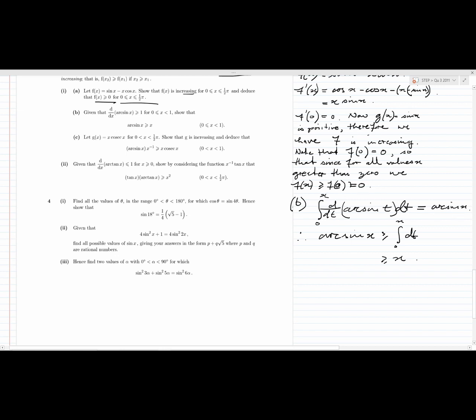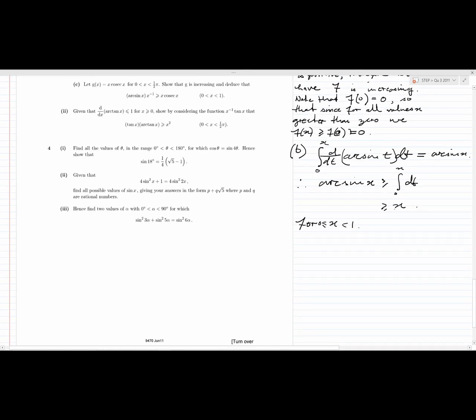And since x is in this range, make sure we write this, x greater or equal to 0, less than 1, then this will be true. So what we get there is exactly what we want to show. Arc sine x is greater or equal to this, but this is not an inequality here. In fact, this is an equality which will be greater or equal to x, therefore.